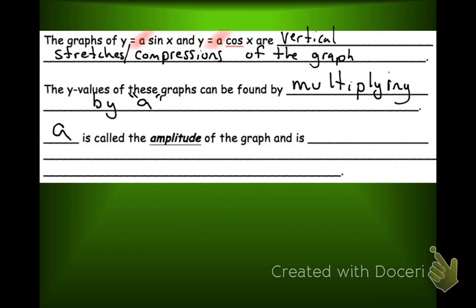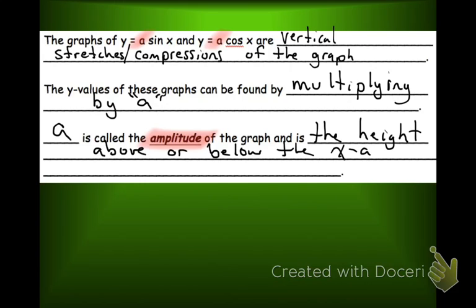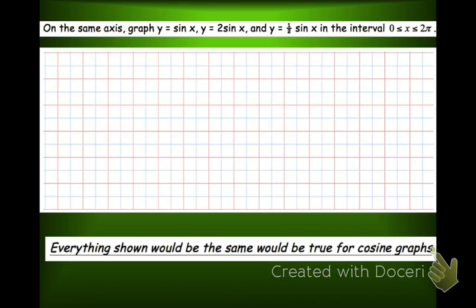So A is called the amplitude of the graph. And it's the height above or below the axis, the x-axis, the graph will reach. Okay, so that number out in front is the amplitude, and it is the new height and the new low point. So we're going to jump right into this here.